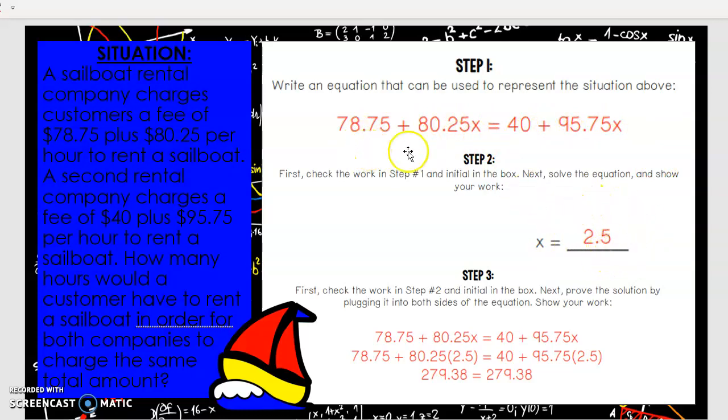And guys, if y'all are still having problems with solving, I'm going to go over it in office hours tomorrow. So if you want to come to office hours, come and I'll go over it. You should get 2.5 once you solve, and when you plug it back in, this is what you should get on both sides. Okay.